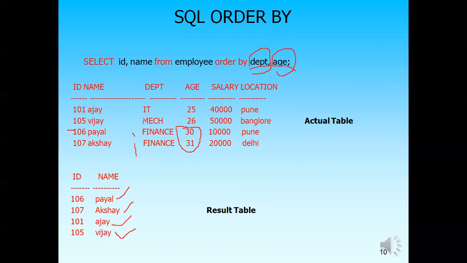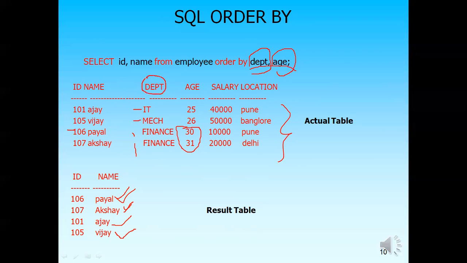So here is the result. If you observe all the records, this is my actual table here. My first department will be finance. Payal and Akshay belong to finance, so these are coming first here, Payal and Akshay. Then Ajay is there, which belongs to the IT department, and Vijay is there from the mechanical department. So my data is sorted in the ascending order of the department.